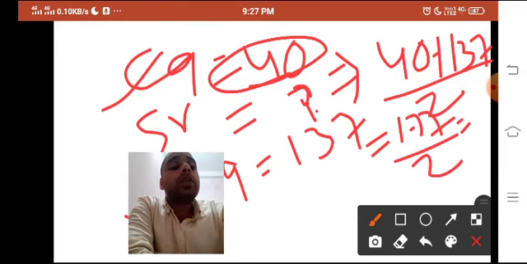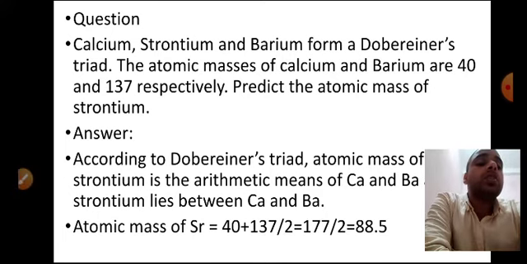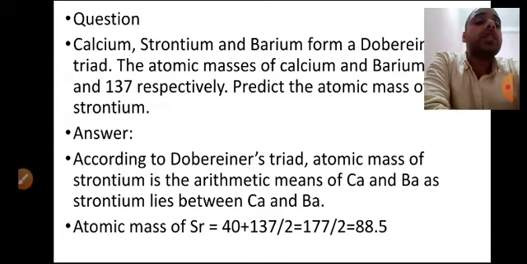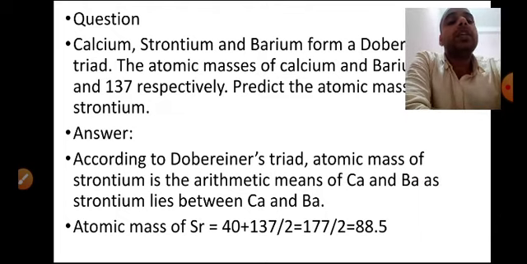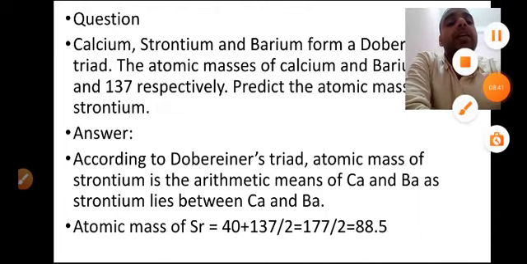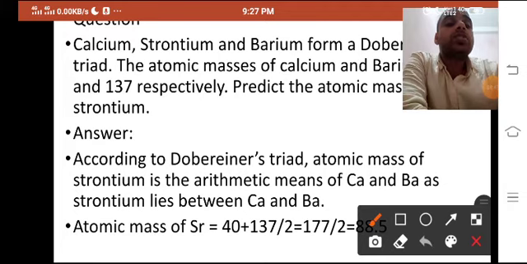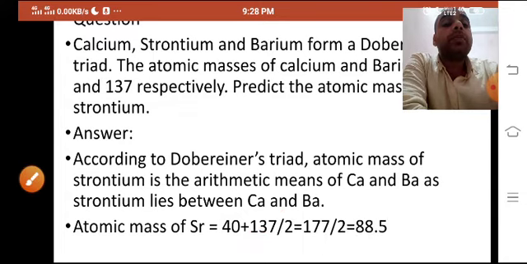And you know, dear student, if I am talking about strontium, its atomic mass is 88. So yes, after calculation we can say it is nearly equal, not exactly 88, but nearly equal. So we will say that strontium, calcium and barium come in a similar group. You can write it like this: 40 plus 137 upon 2, 177 upon 2, so it will give you 88.5.